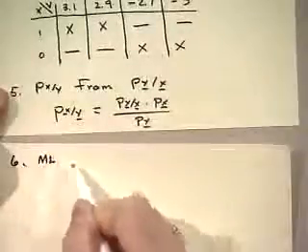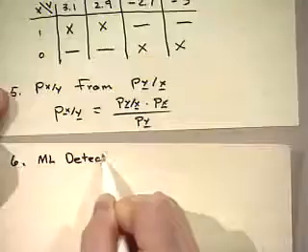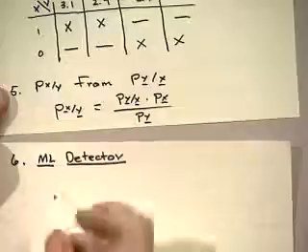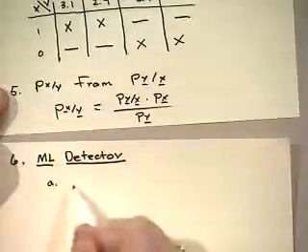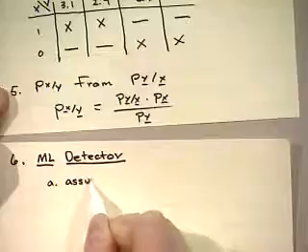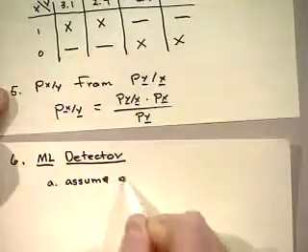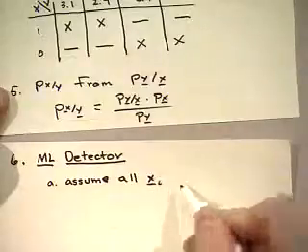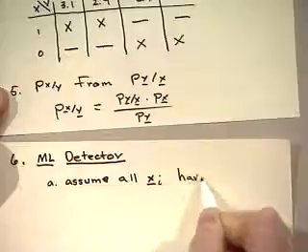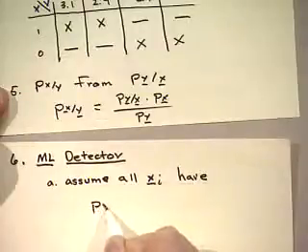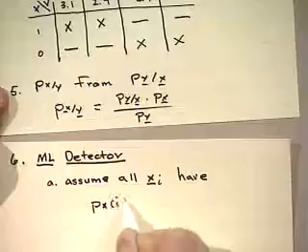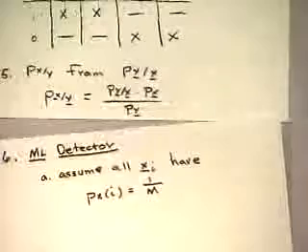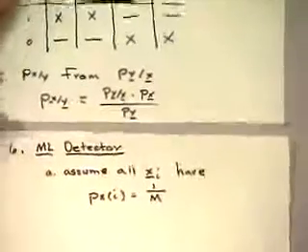Now, you will often see the term maximum likelihood detector, ML detector. In fact, more often than you'll see MAP detector used in communications. And this is basically the same thing for one particular input distribution. We're going to assume that all data symbols, all x_i if you will, have the same probability. P of x_i is equal to 1 over M, uniform.